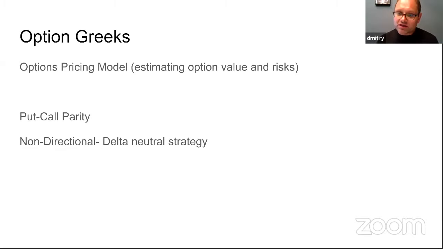How do you put them together and use them together to manage your positions? Now, before I go right into the Greeks, I think there are two things important about this option pricing model to understand. One, it's assuming that there's a put call parity. I'll explain that.